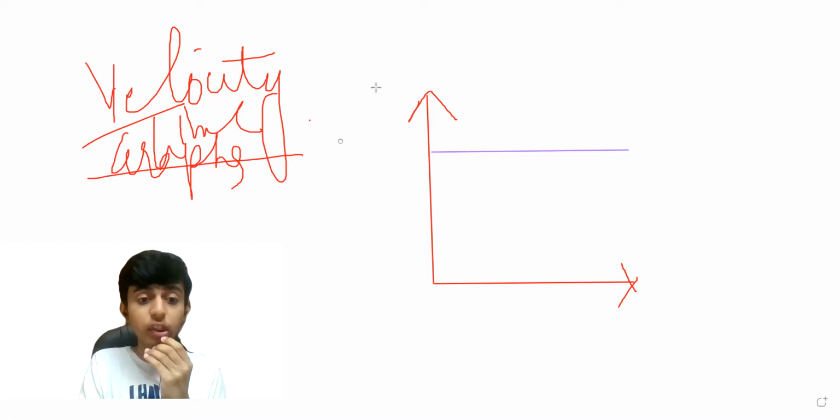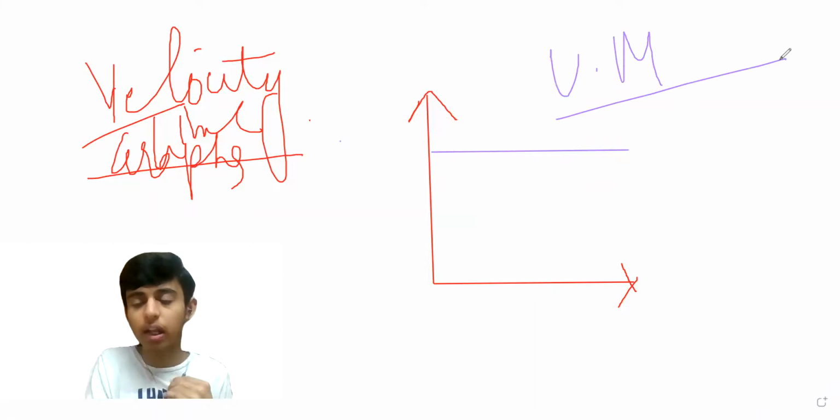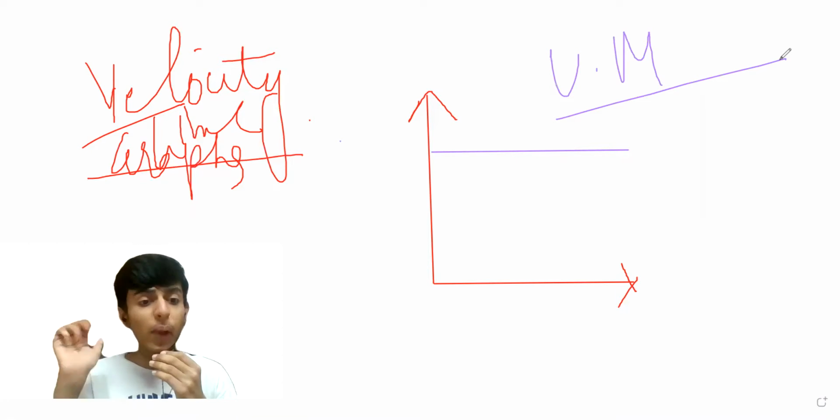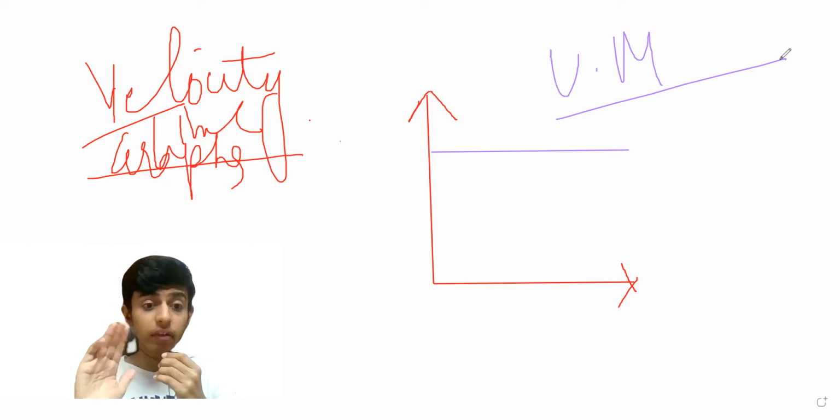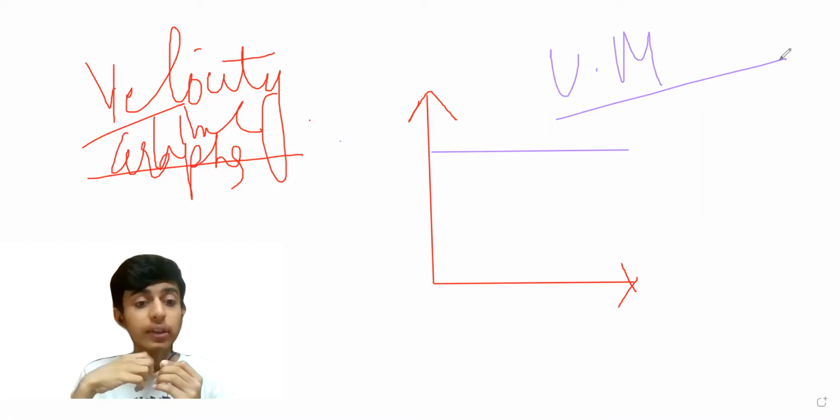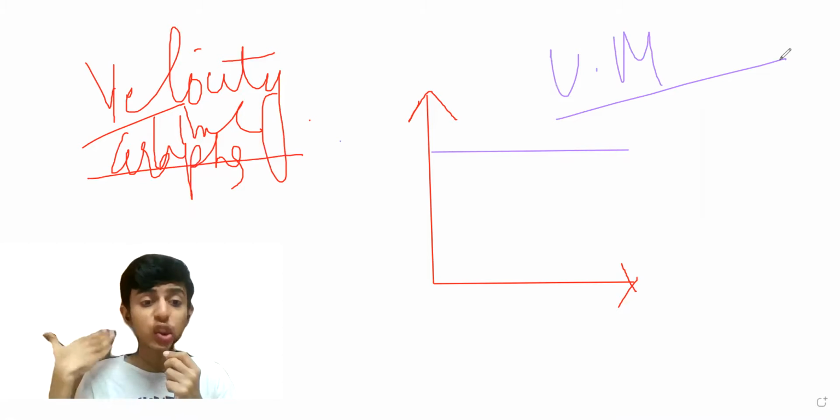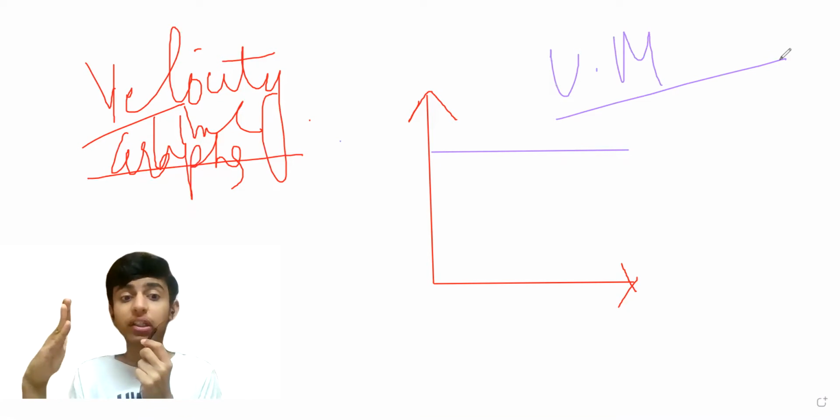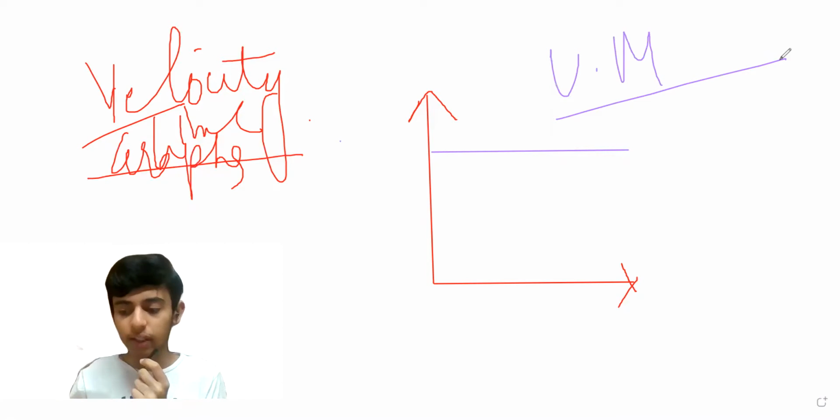And which condition am I talking about? I am talking about the uniform motion condition. Now see, when velocity is there and when the velocity is uniform, it means it is constant. So there is no acceleration. But if the velocity is changing with respect to time, it means there will be some acceleration, if the velocity is not constant.